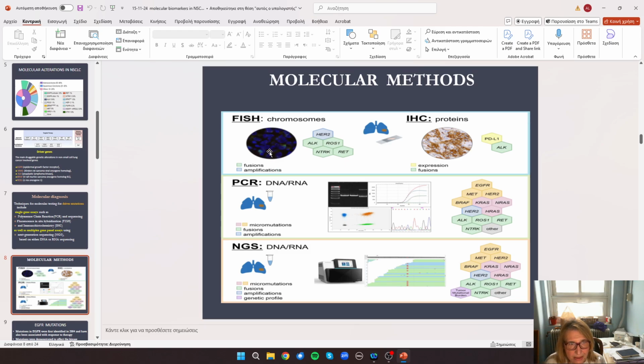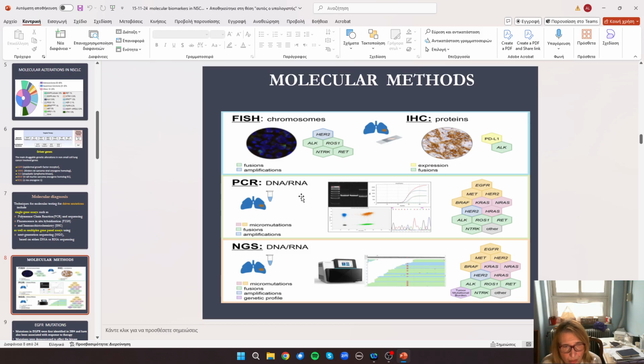By FISH, we can detect amplifications, deletions, and gene rearrangements. By immunohistochemistry, we can detect the expression or the loss of specific proteins. Polymerase chain reaction is a method by which we can detect mutations or small fusions or amplifications in DNA or RNA after we have isolated genomic material from the tissue block.